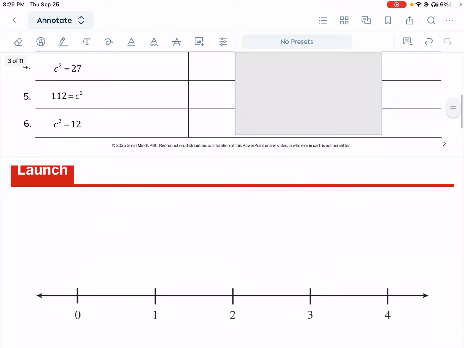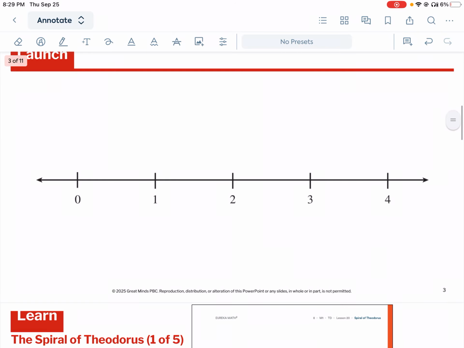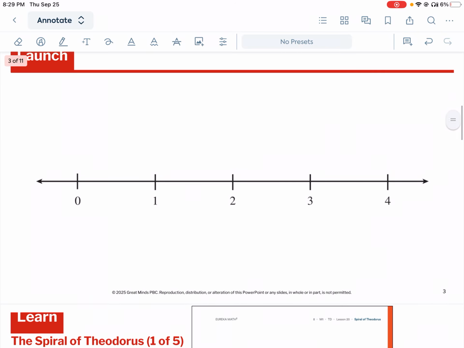Moving along. This is our launch. This is a number line. If you do not know how to draw a number line, which I would hope that you do, take a sheet of lined paper, take your pencil, and draw a straight line on one of the blue lines. Attach some arrows and a couple of tick marks, and now you have a number line. Label it number line, because we're going to do something with it in just a second.